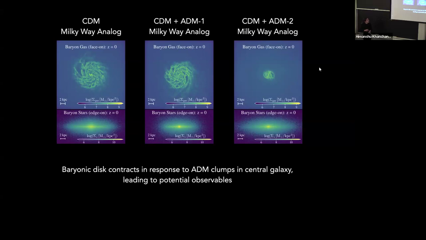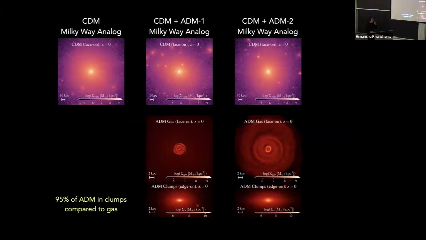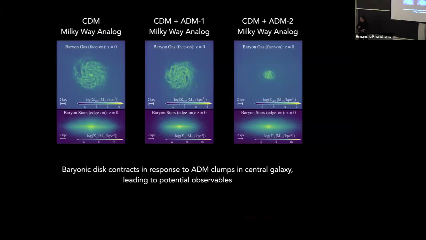Oh yeah, it is a little bit of a color scale effect. So it does extend out further, but the actual density of the ADM on the outskirts is still pretty small. So most of it is still here in the center, even though the disk seems pretty extended. And so that's the reason why it still ends up causing the baryons to contract in. And that's true relatively as well, between the two models.